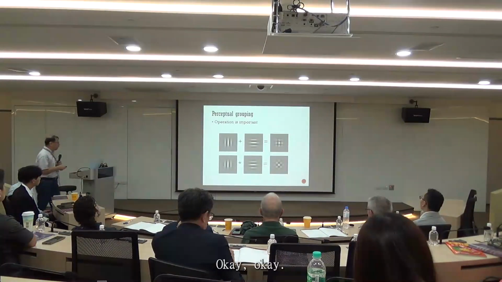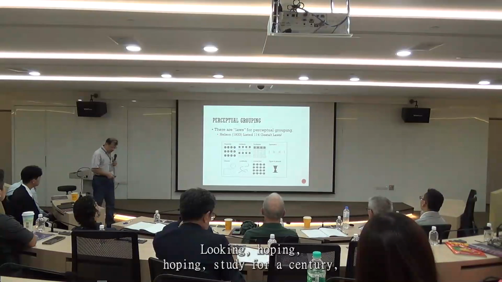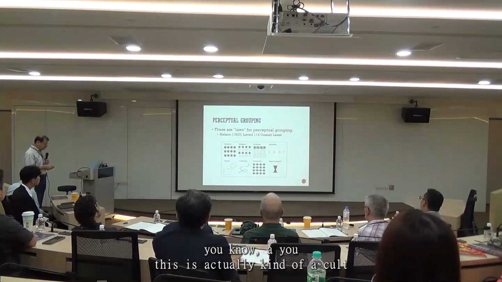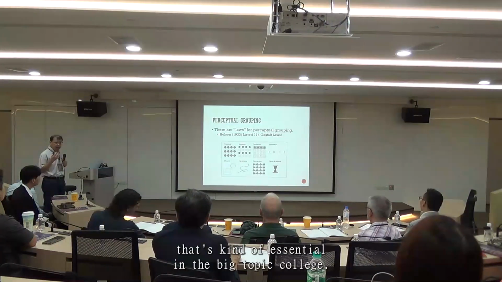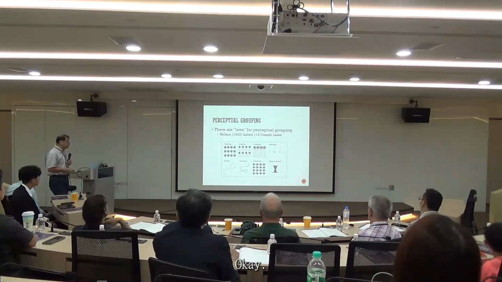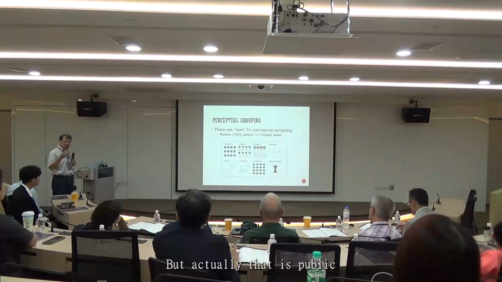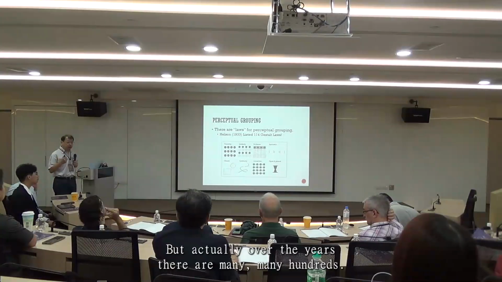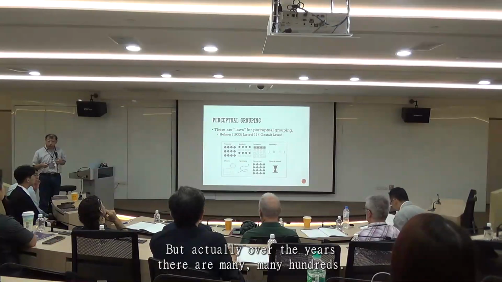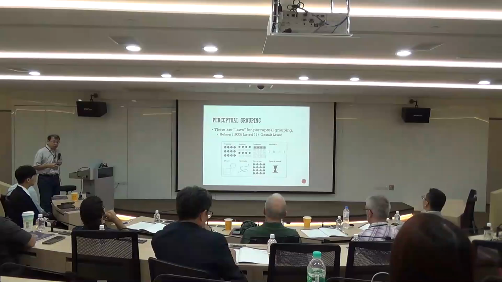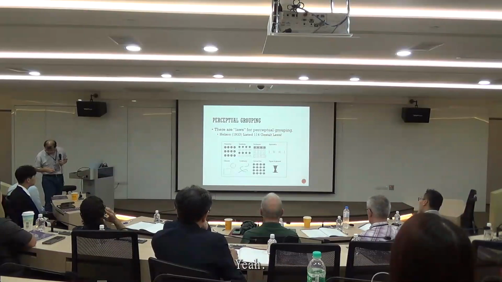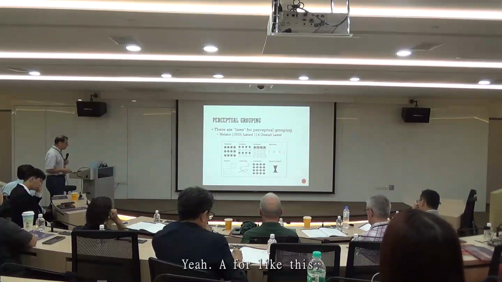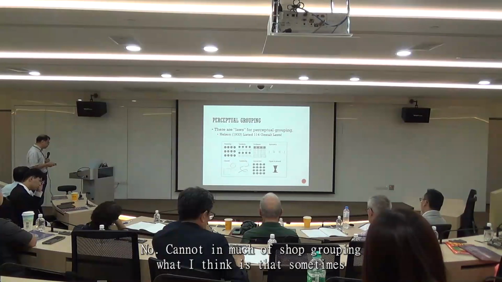Okay, perceptual grouping has been studied for about a century. This is actually central in Gestalt psychology. There are six fundamental Gestalt rules. But over the years, many Gestalt rules have been proposed every couple of years. Even today, there are new rules all the time. Okay. So there are laws for that, but these laws cannot explain much of perceptual grouping.